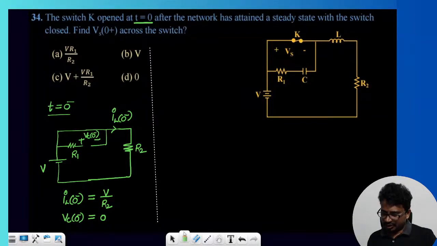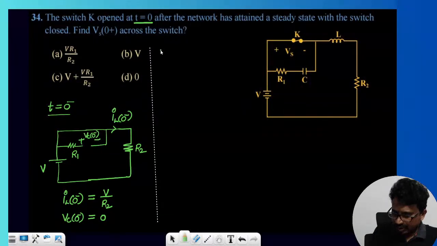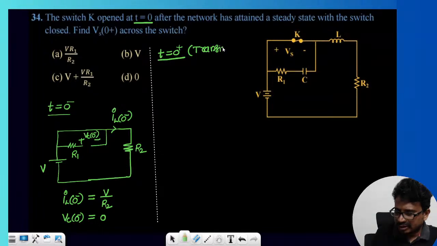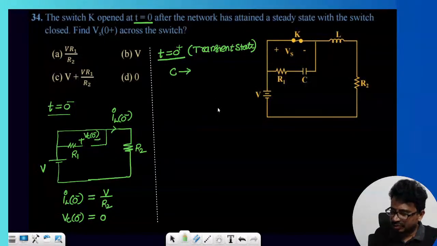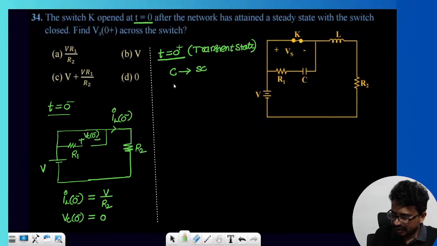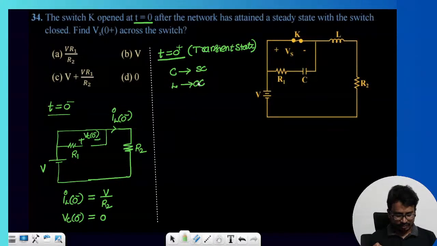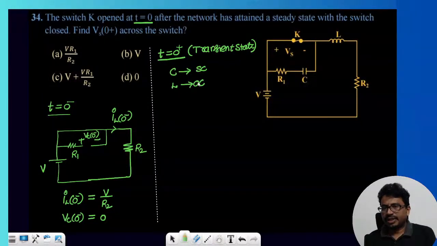Next, we need to get at t is equal to 0 plus. Draw the circuit at t is equal to 0 plus. T is equal to 0 plus is a transient state. Now tell me, in transient state, how will this capacitor behave? Capacitor will behave as a short circuit with the initial values. Inductor will behave like an open circuit. Right, now we can replace here.